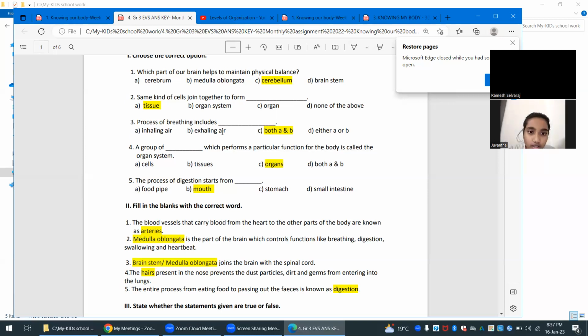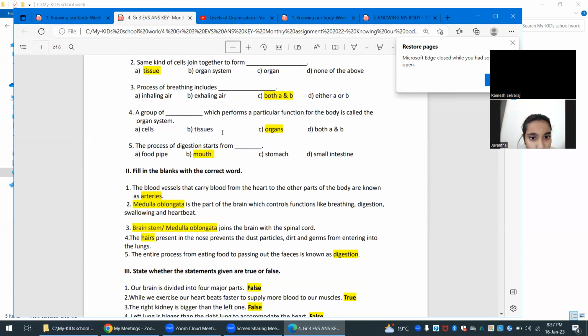Oxygen or carbon dioxide? Okay, when you are breathing out, what would happen? Oxygen or carbon dioxide. Okay. The next thing: a group of organs which forms a particular function of the body, right? Yes. Process of digestion starts from where? Mouth. Why not from stomach?